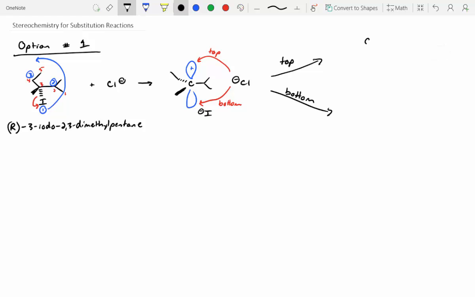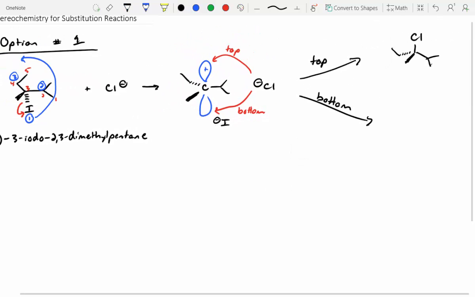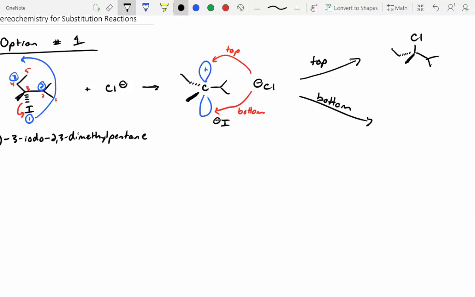In the top side attack, we've got our chlorine now attached here. Our isopropyl group's kind of folded down. Our methyl group's there. And now our ethyl group's kind of sticking in the back, right? Can you guys see how that chlorine is now attached at that top lobe? Okay. Now let's take a look at what it would look like if it attacks from the bottom lobe. Well, let me clean this up a bit.